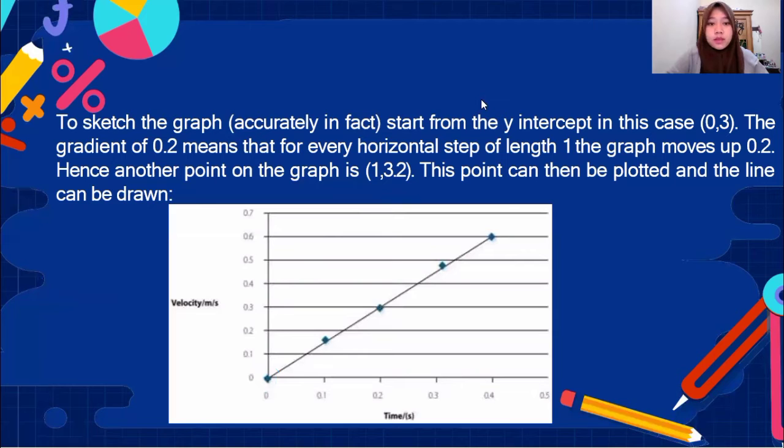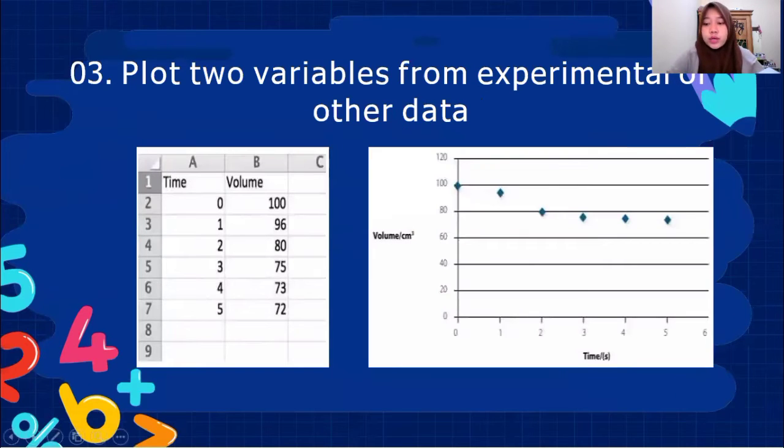Okay. So the next thing that we will discuss is about plotting two variables from experimental or other data. Like what we discussed before about translating the data, it's the relationship between the two variables. Here we have the variable of the volume, and here is the time. So we have the data here.